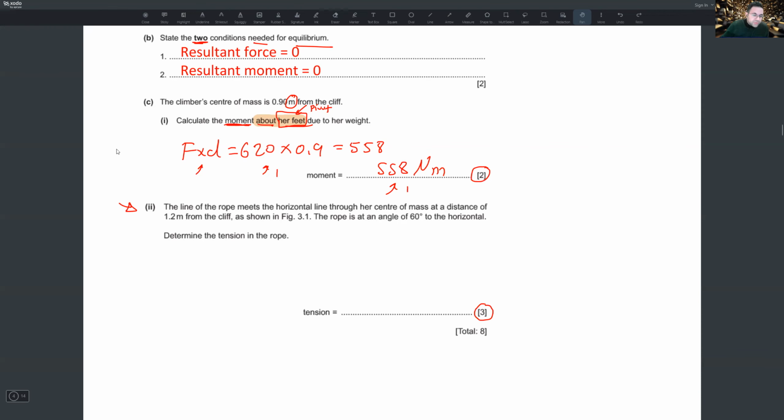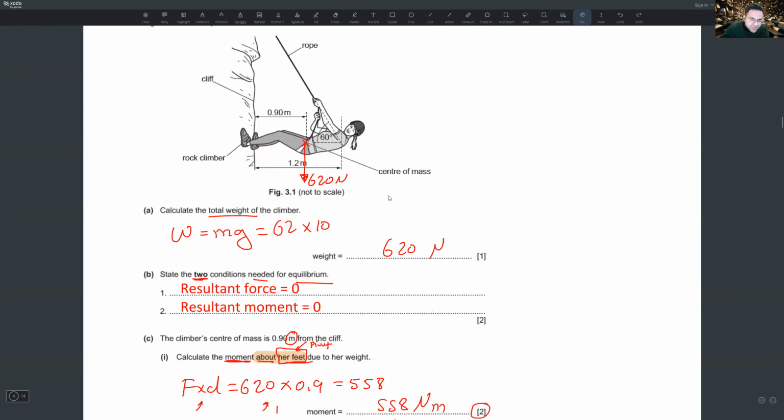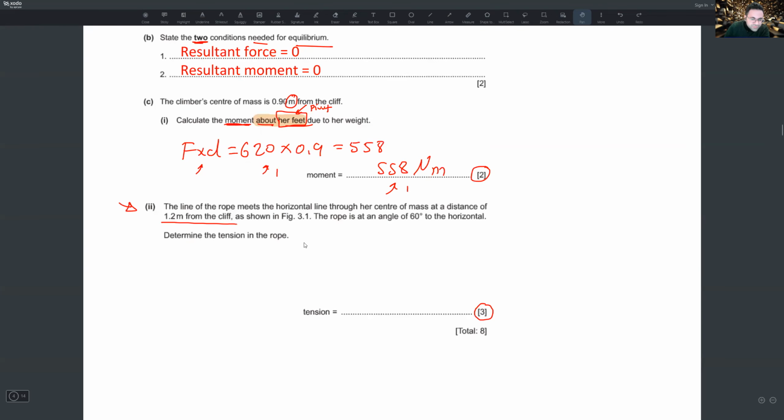So it says the line of the rope meets the horizontal line through her center of mass at a distance of 1.2 meters from the cliff. It gives me this horizontal distance, and this is the force called tension. Next. The rope is at an angle of 60 to the horizontal. Determine the tension in the rope.